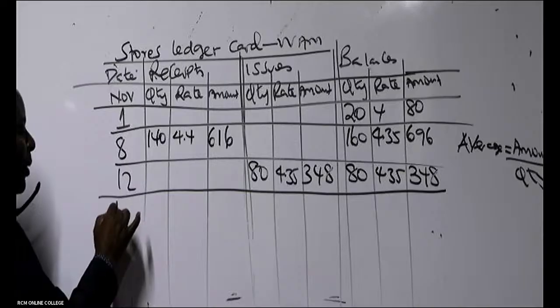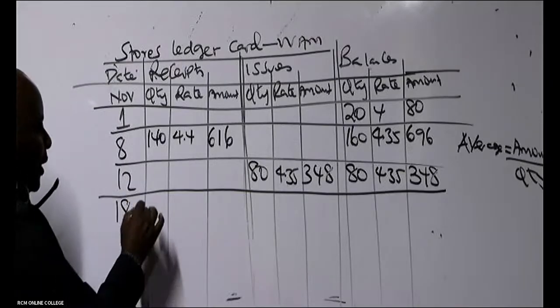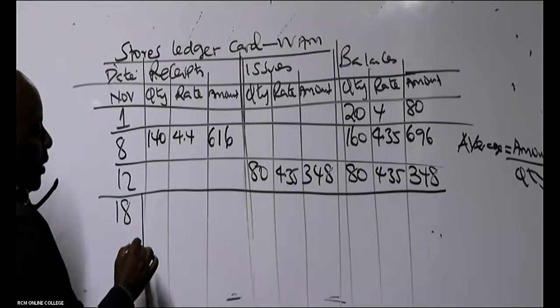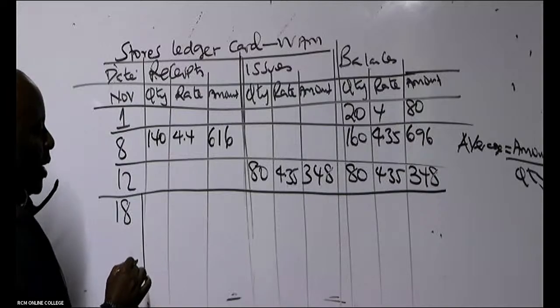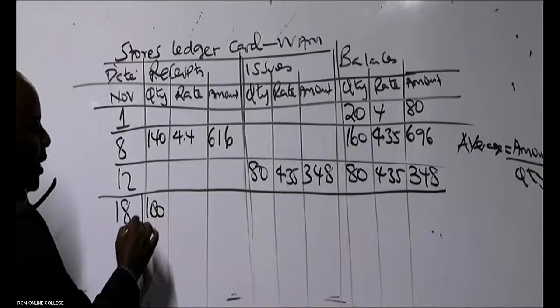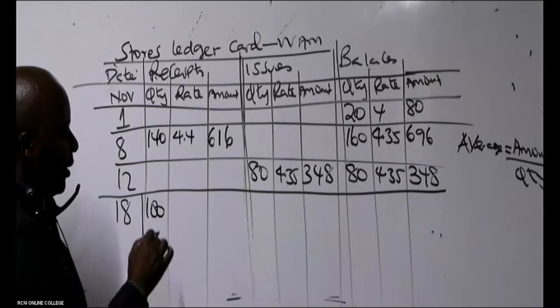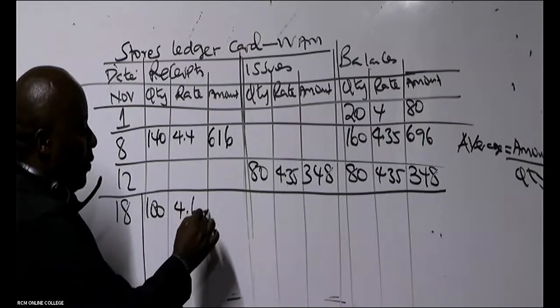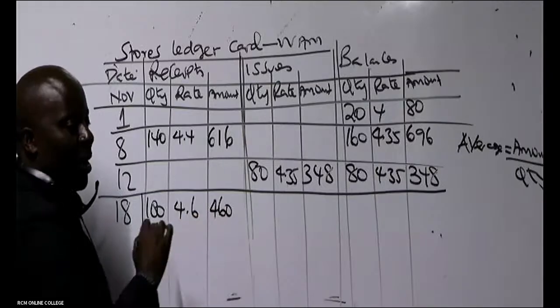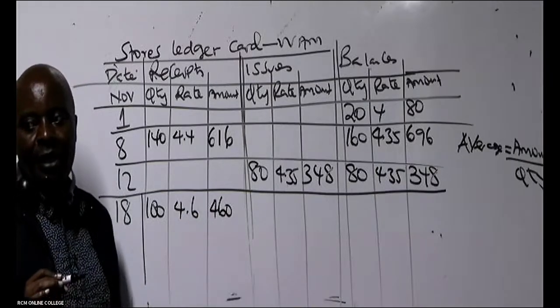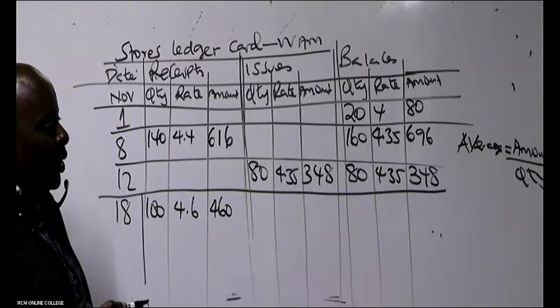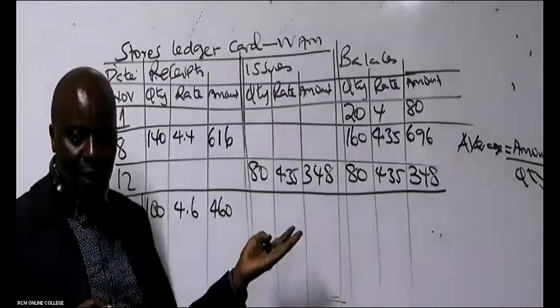18th. So what happened on the 18th? We received how many units? Only one. That's unfortunate. 100. At what price? 4.6. Giving us a total of what here, somebody? 460. Giving us 460. So then go ahead and update your balances.